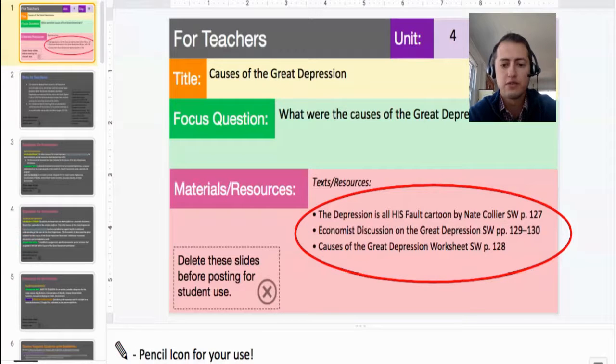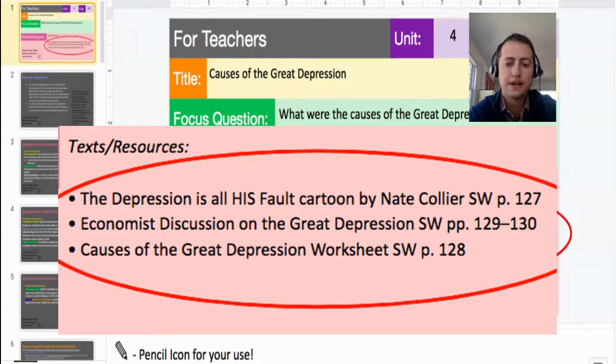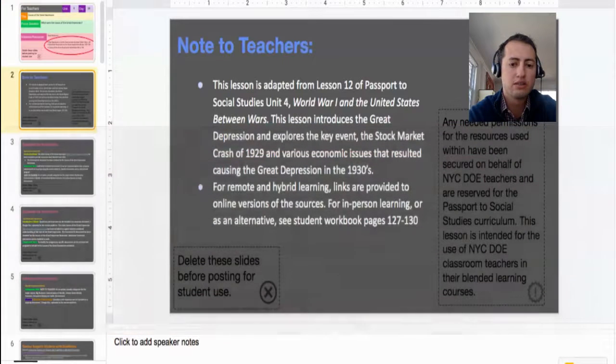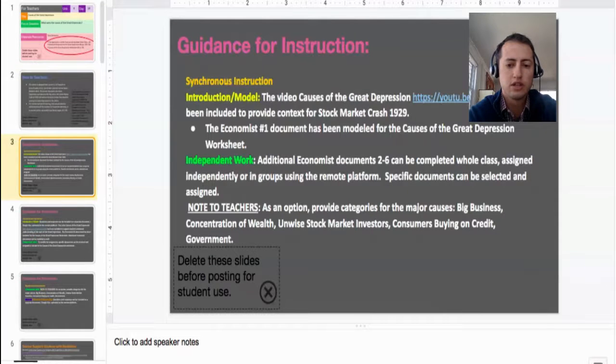So first thing is you want to make sure you're really familiar with the resources, because students are going to be looking at these pretty in depth. And you can find them all in the student workbook, which I'll show you in just a moment. And there are some really helpful notes to teachers here. So remembering that, again, everything is available in the student workbook, if you're using that.